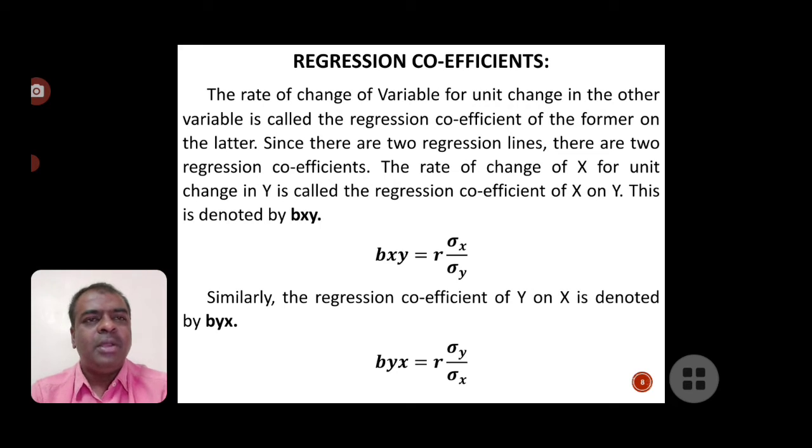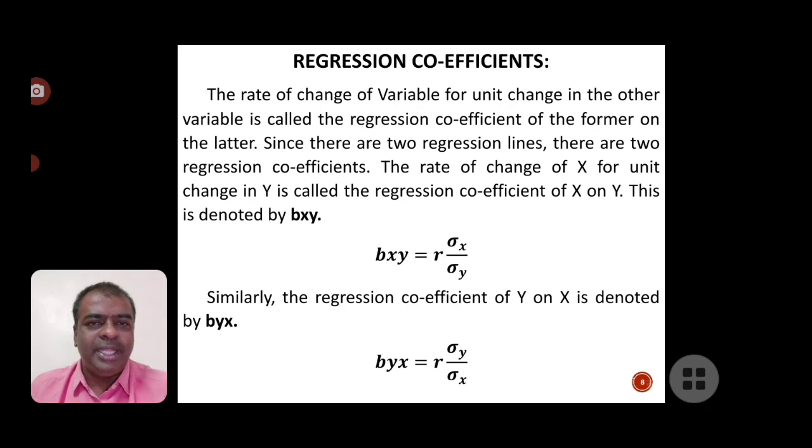Next, regression coefficients. What is this regression coefficient? The rate of change of a variable for a unit change in the other variable is called the regression coefficient of the former on the latter. For example, if a 10% change is there in the price of gold, what will happen to the demand for gold? Will it fall by 10%, or will it fall by 20%, or will it increase by 20%? Will it increase by 30%?